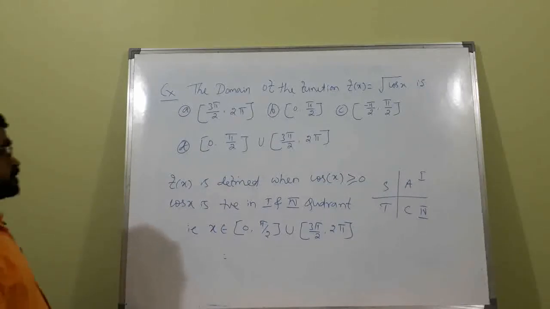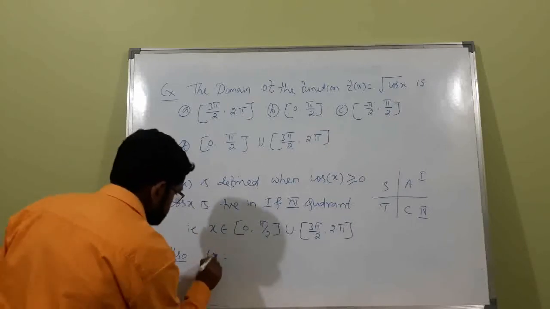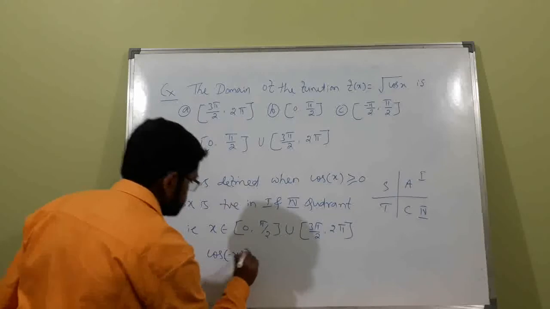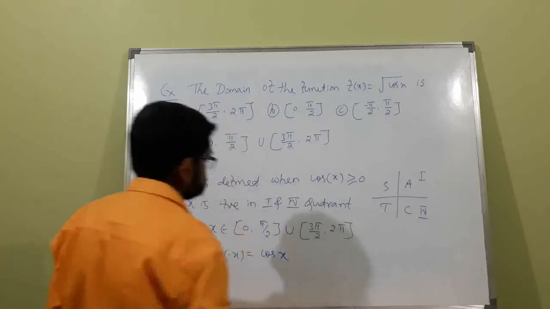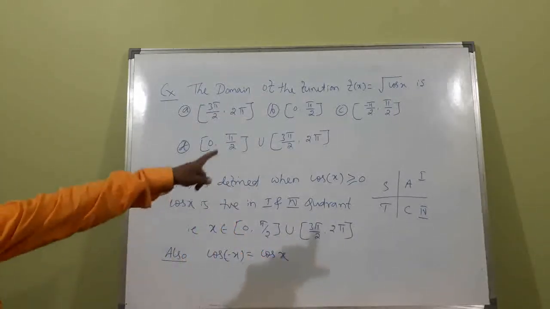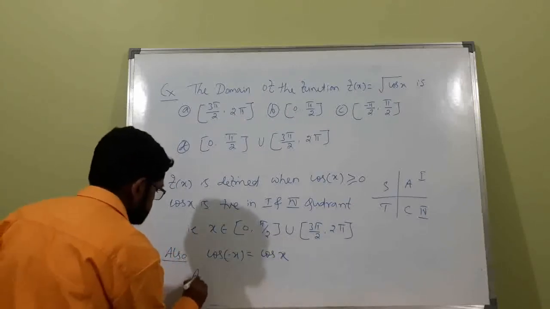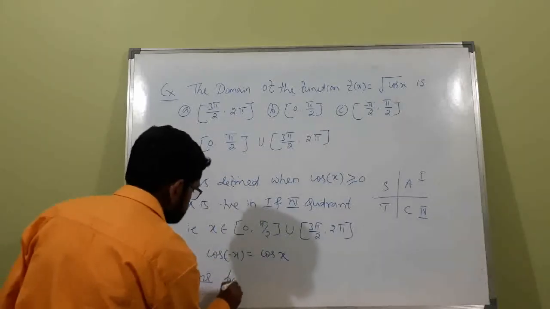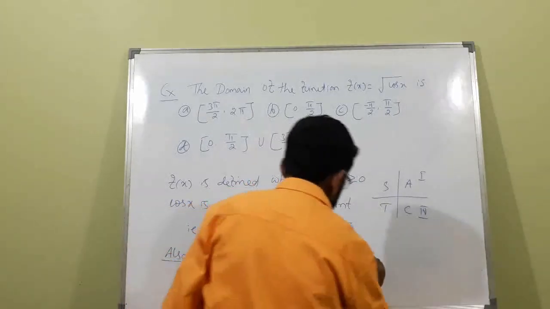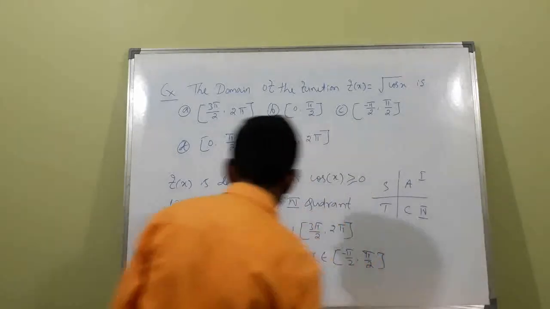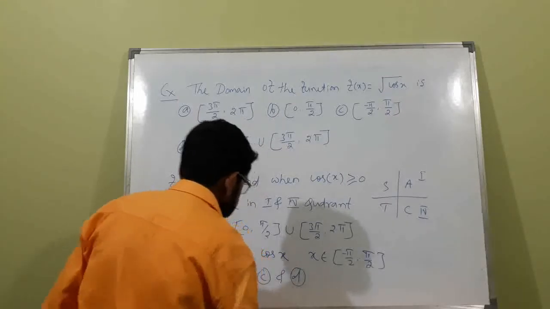Okay, also cos of minus x is equal to cos x. Therefore C is also a correct answer. So the correct answers are both: x belongs to minus 5 by 2 to 5 by 2, both C and D, but D is more correct.